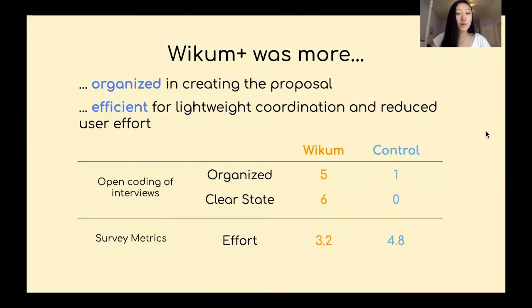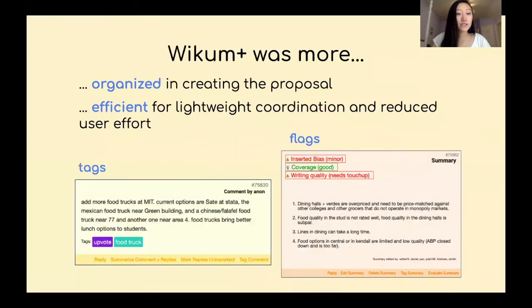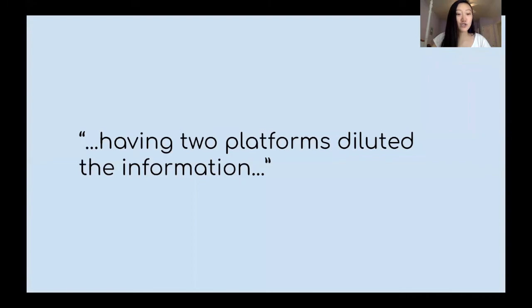Wikum also provided more organization because the synthesizing occurred incrementally. They made use of Wikum features such as tags to group similar comments and flagging of incomplete summaries. On the other hand, a control group user explained that having two platforms diluted the information and made it confusing.